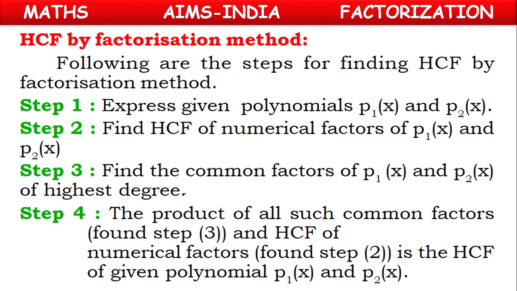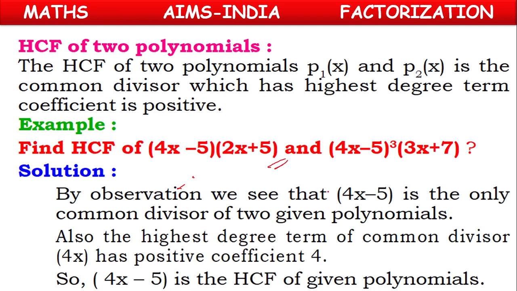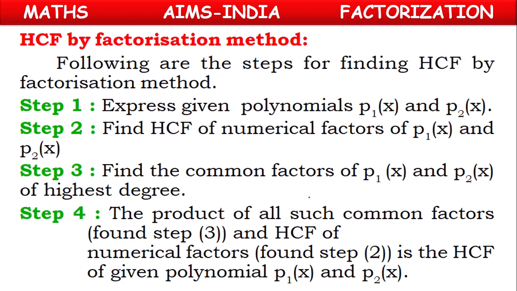So just by observation also, we can identify the HCF of the different polynomials. But for all the problems, we cannot tell like this. In this method, we cannot tell. So for that also, we have a special method, HCF by factorization method. So here, children, what are the steps? Express given polynomials P1x and P2x. First one to be taken as P1x, second one to be considered as P2x. Next, find the HCF of numerical factors of P1x, P2x. First, we have to find numerical factors.